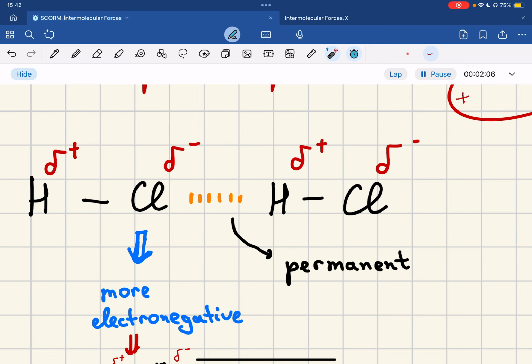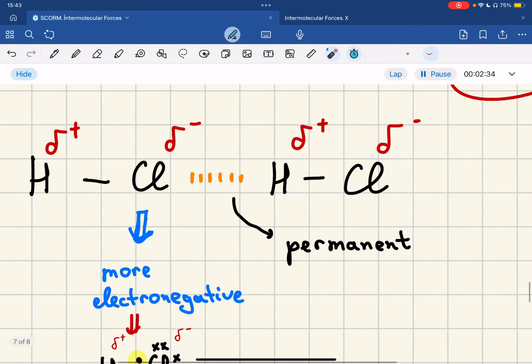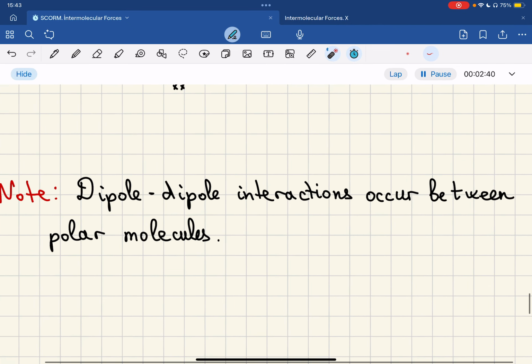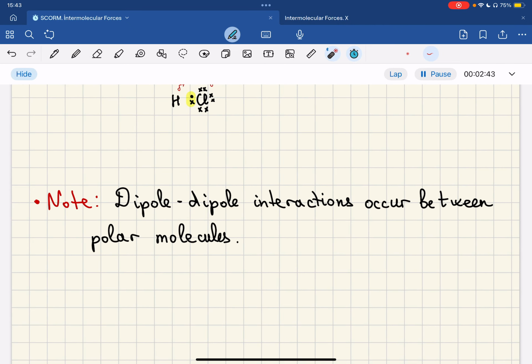By the way, you have to know that because we have electrons even in here, sometimes the electrons are closer to this side, sometimes they are closer to this side, so they will have London dispersion forces too. But these forces are nothing compared to the permanent dipole-dipole forces. So this is basically called dipole-dipole forces. I have added a note in here that dipole-dipole interactions occur between polar molecules.